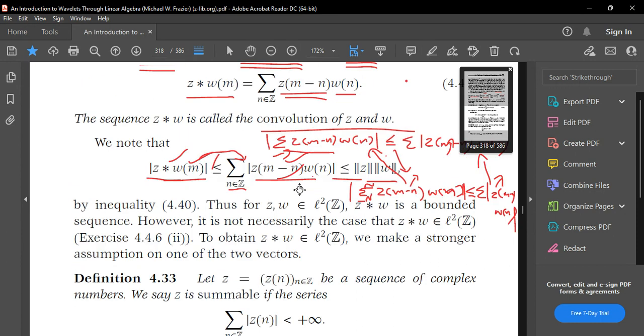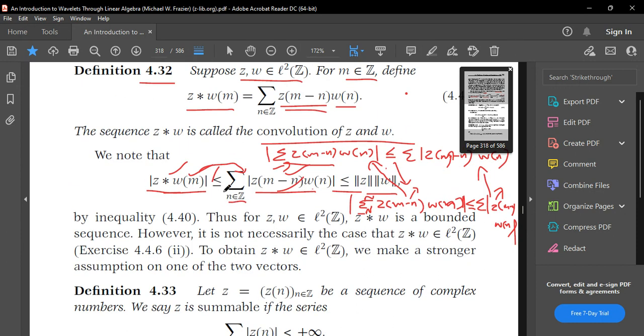So what is the interpretation of this inequality? In 4.4.0, earlier we have proved that for z, w belongs to L2 of z, z star w will be bounded for each m, bounded by norm z and norm w. Since z and w belong to L2 of z, their norms are finite. So this is a finite number, multiplied by a finite number, totally a finite number. So this quantity will be bounded for each m, and for m belongs to z, we will get a sequence.